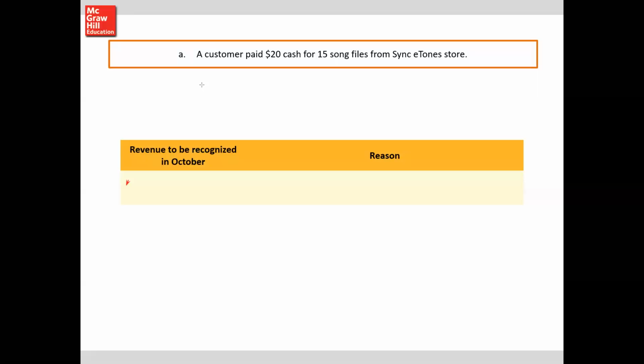And the transaction is, it says a customer paid $20 cash for 15 song files from the Sync eTone store. So this to me looks like it would be a revenue item, because the customer is allowed to download the songs. It's essentially a transaction where they paid money. So the amount that you would recognize as revenue in the month of October should be $20.